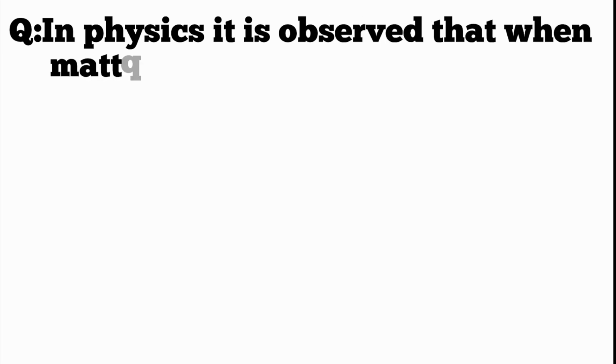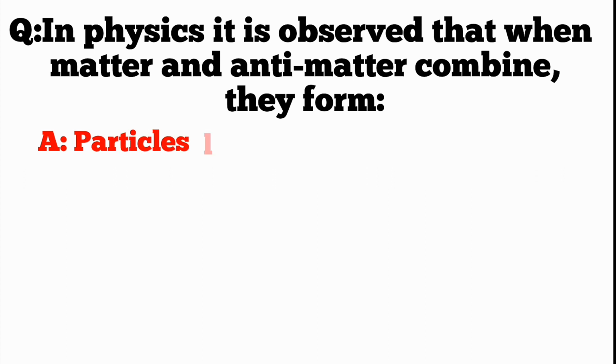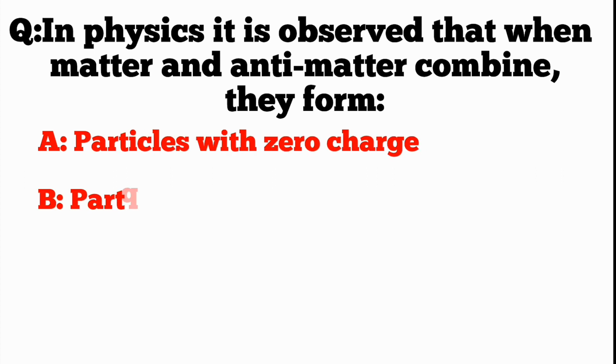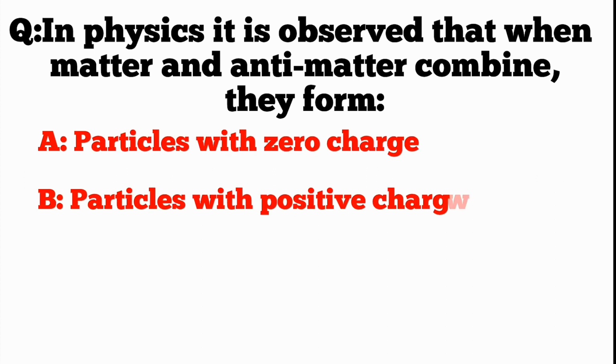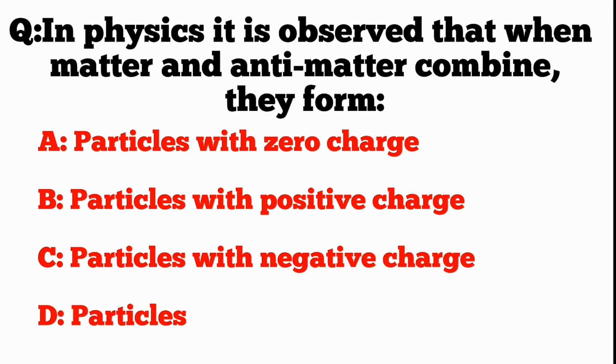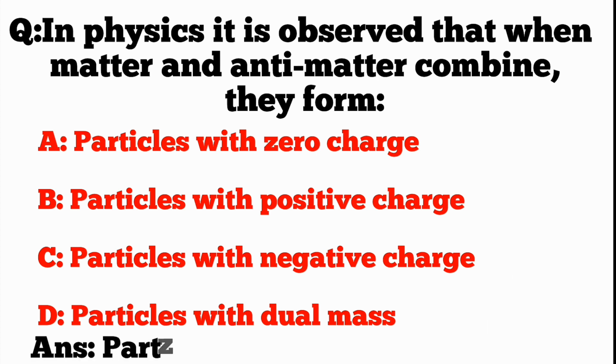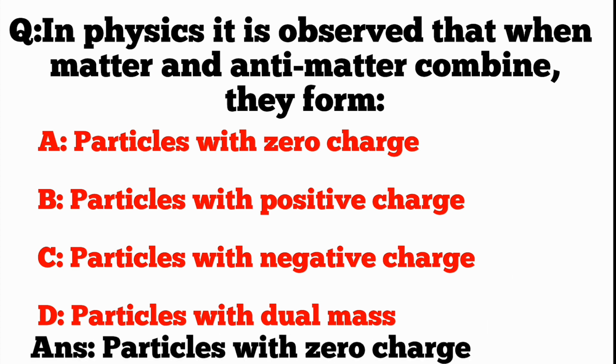Q. In physics, it is observed that when matter and antimatter combine, they form: A. Particles with zero charge. B. Particles with positive charge. C. Particles with negative charge. D. Particles with dual mass. Answer: Particles with zero charge.